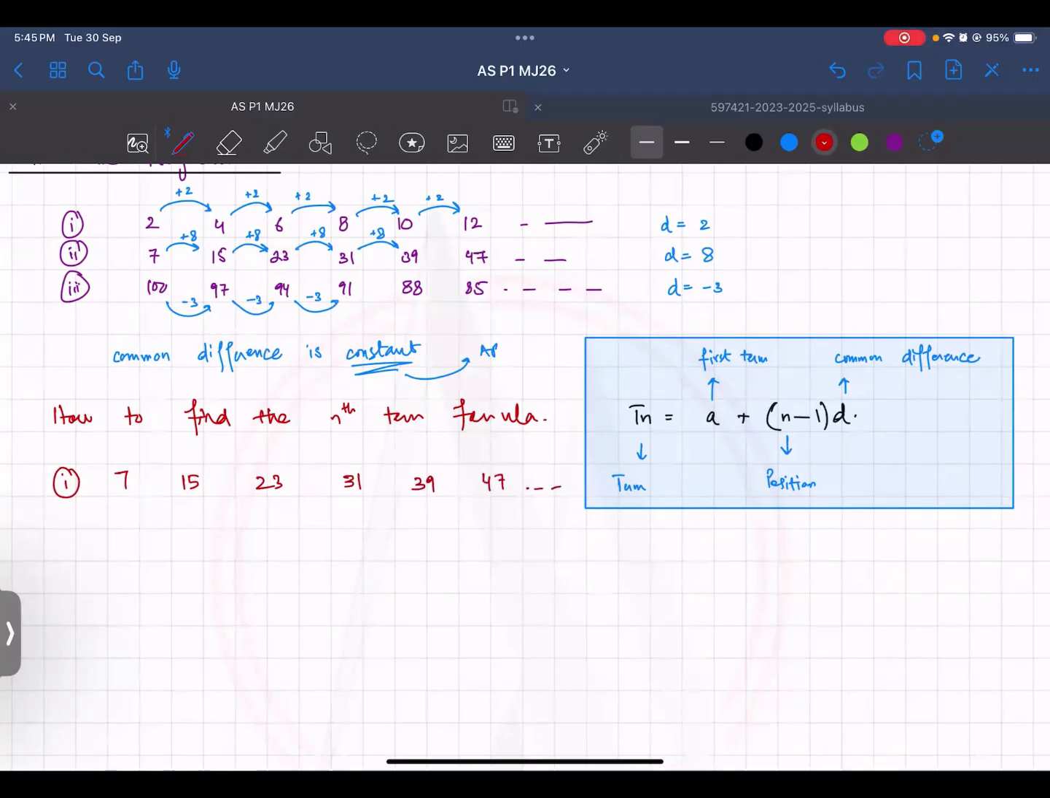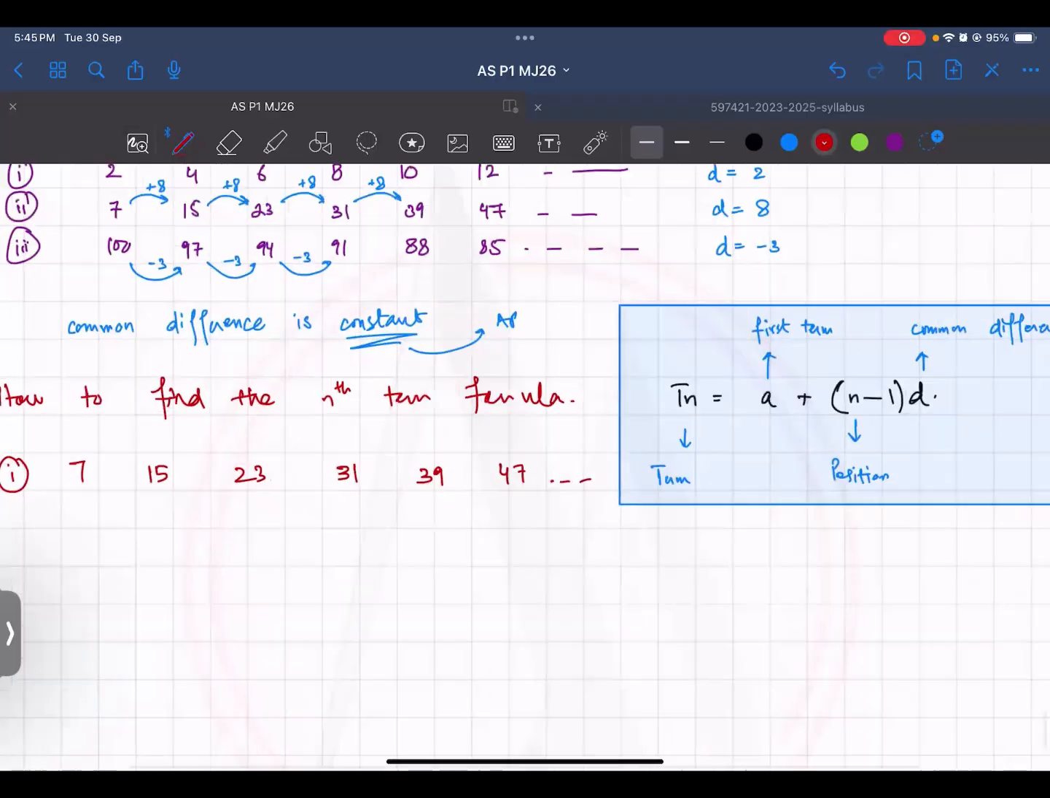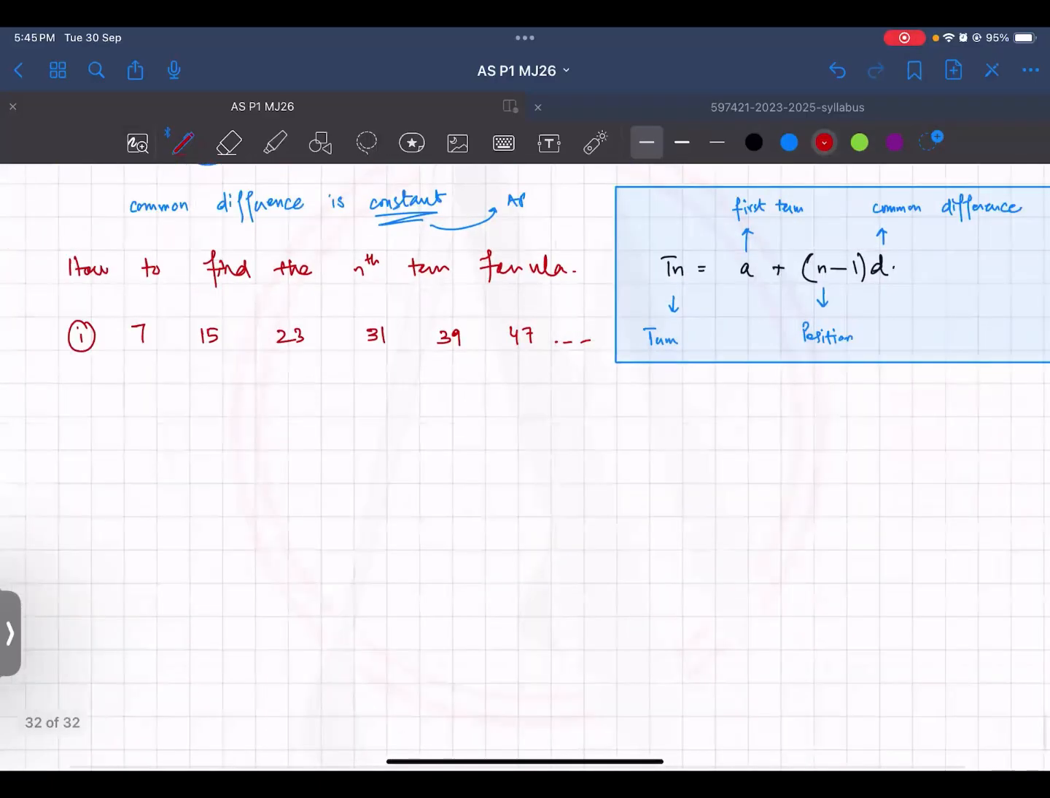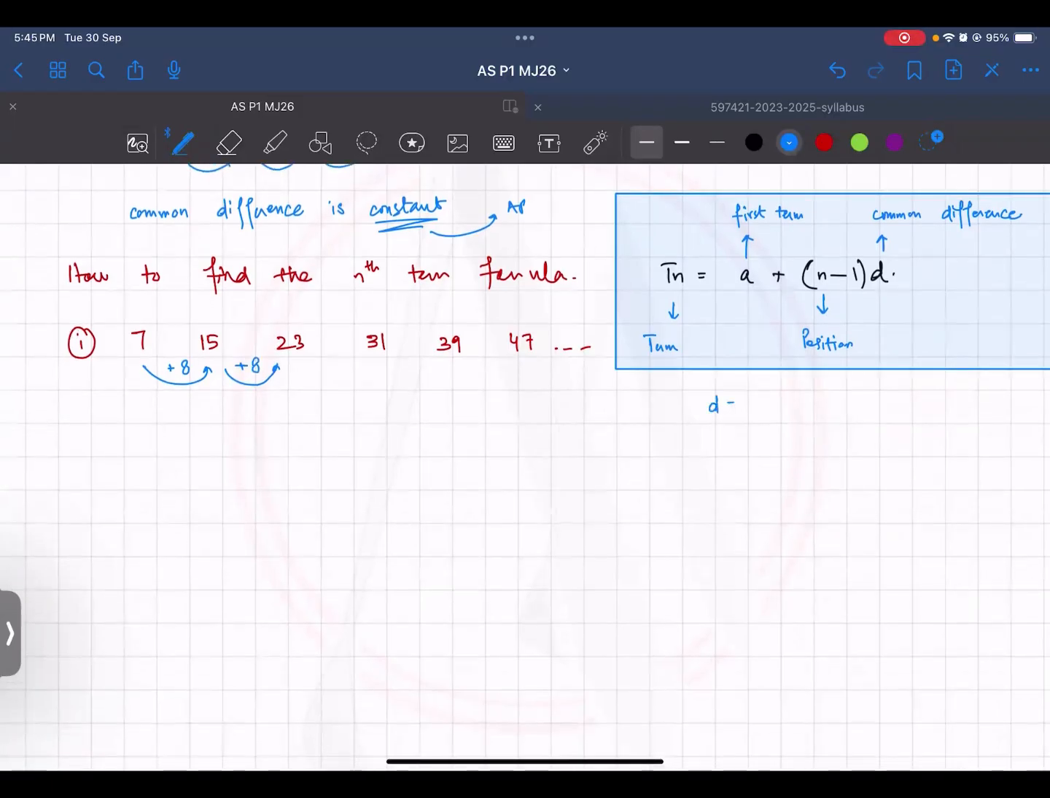Let's suppose this is the sequence. I just took out the second one from the example which I gave. After finding the difference between consecutive terms, you can see it is plus 8. You can also write that D will be equal to T2 minus T1, the next term minus the previous one, or T3 minus T2, or T5 minus T4, the next one minus the previous one. This would be simply your D.